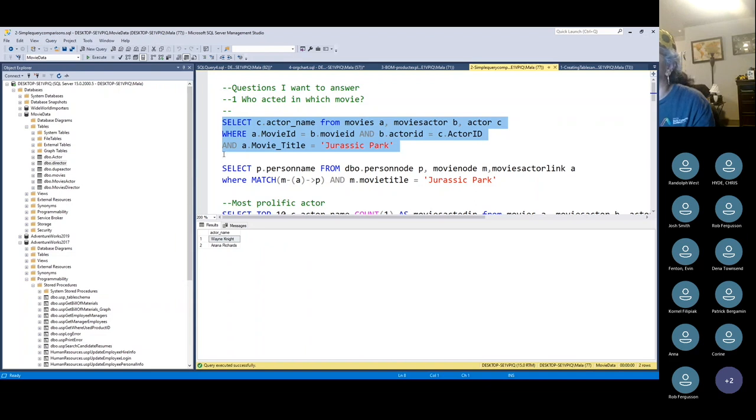If I want to do it with my graph data, what I say is movies to actor. This is the edge table. A is the edge table.